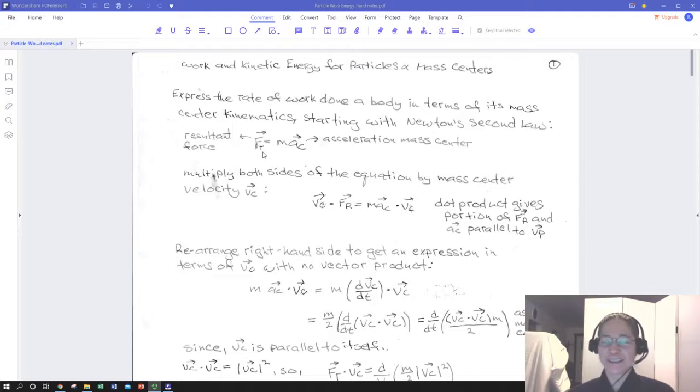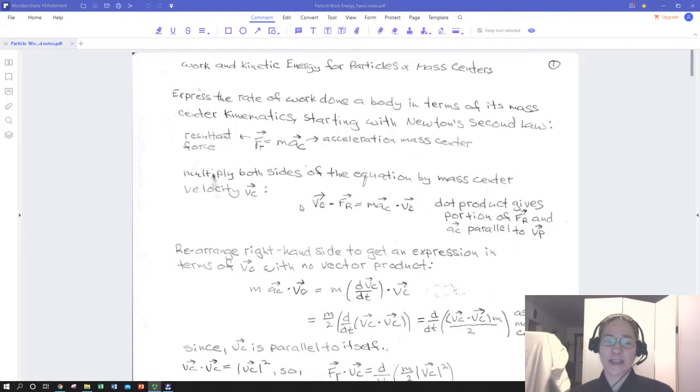So always good to start with Newton's second law, where we can say that the force resultant, or the sum of the forces, is equal to the mass of the body times the acceleration of its center of mass. So force and acceleration, of course, are both vector quantities. So we're going to go ahead and multiply both sides of Newton's second law equation here by the velocity of the mass center, and we're going to use the dot product. So we're going to say velocity of the mass center dot force resultant is equal to the mass of the body times the acceleration dotted into the velocity of the center of mass.